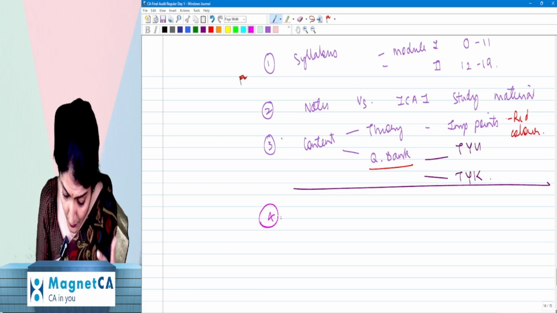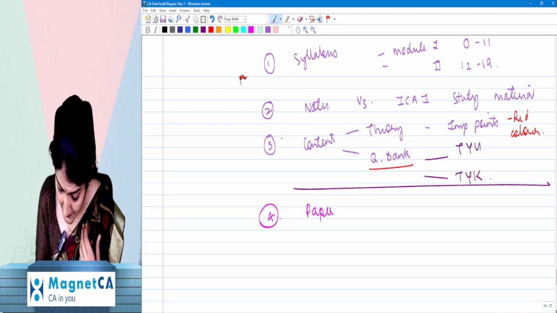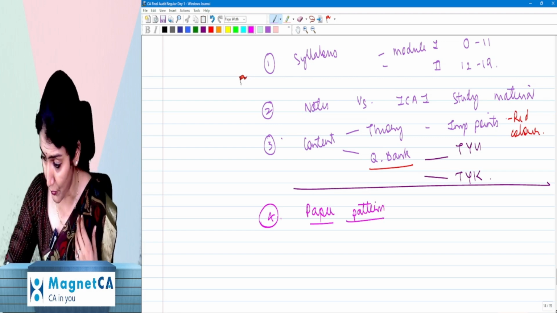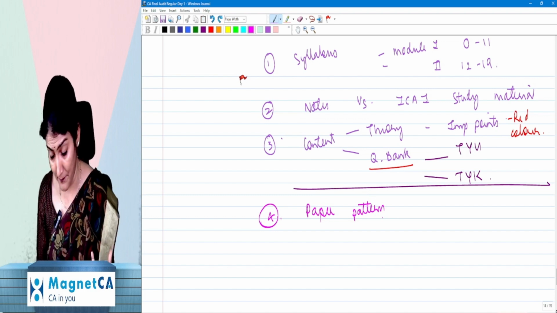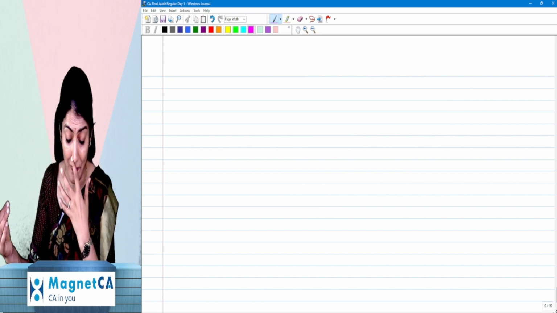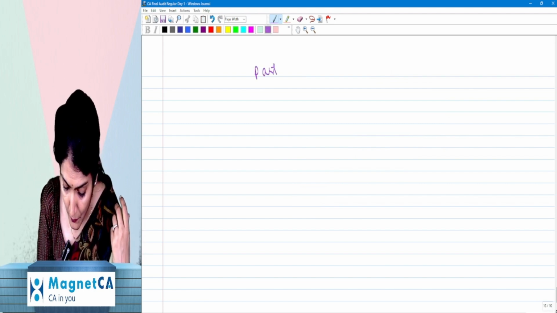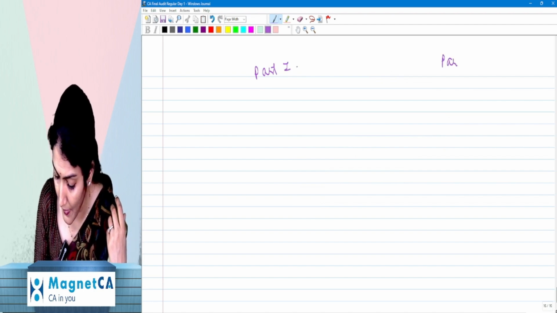Let me talk to you about the exam pattern, the paper pattern. So many things I want to talk to you about. The next thing I want to talk to you about is the paper pattern: what is the format of our paper, and what variety of questions are coming. Our paper is divided into two parts, part 1 and part 2.